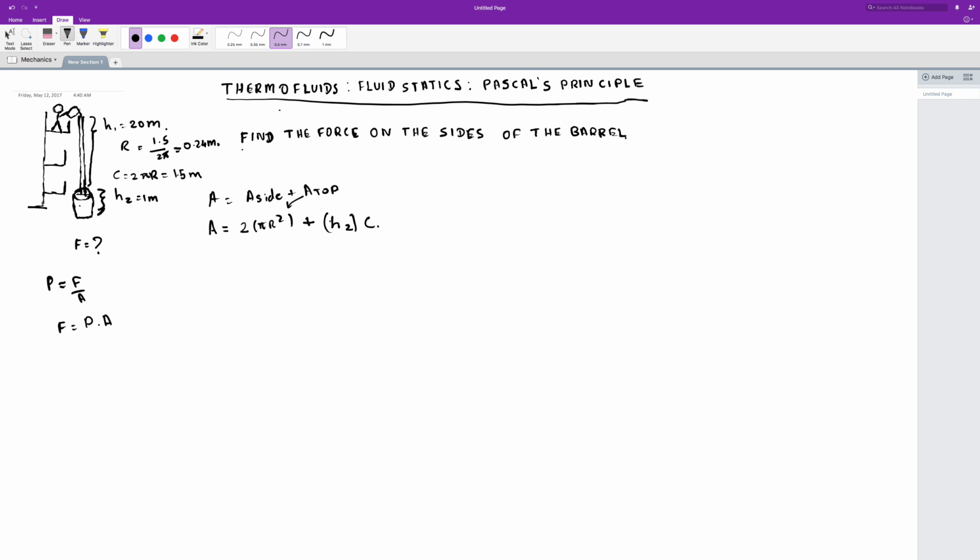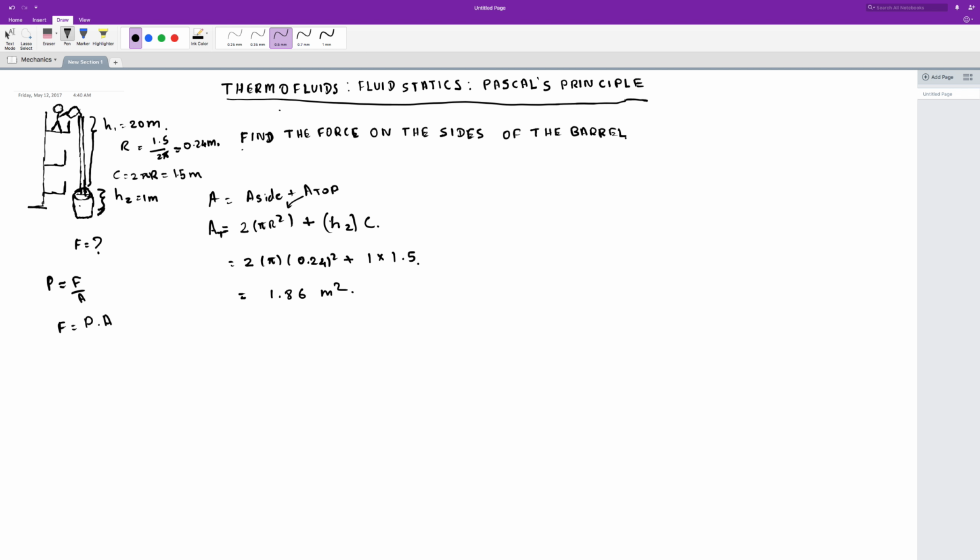Then if we calculate this area, this is going to be 2 times pi r squared, so 2 times pi times 0.24 squared, plus 1 times 1.5. If you calculate this value, it comes out to be 1.86 meters squared. So we have found the area. Let's put area total. We have found the area, so now we have to find the P.